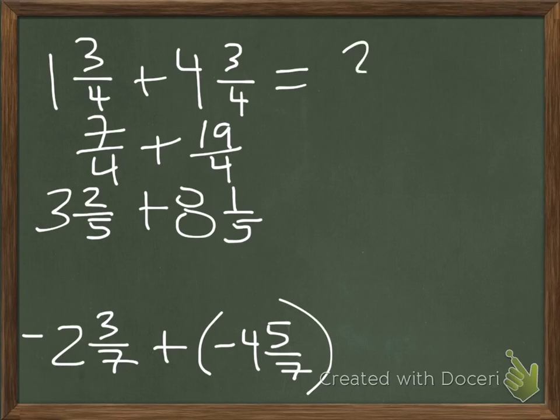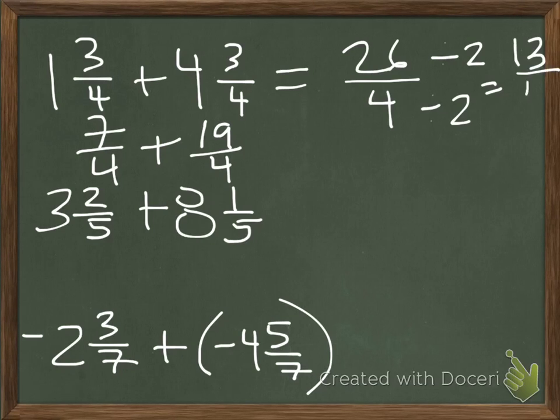That will give us 26 fourths. Now you can divide this by 2 to simplify. And again, like I said before, always simplify if possible. So this is going to be 13 over 2 as my final answer.